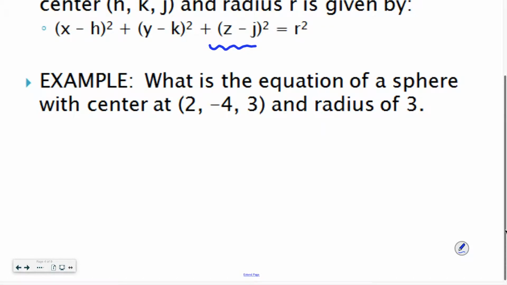Okay, we are going to write the equation. We're going to write 2 sphere equations. Actually 3 by the end of this. We're going to go simple right now. We have a center at 2, -4, 3, and a radius of 3. Write it down.